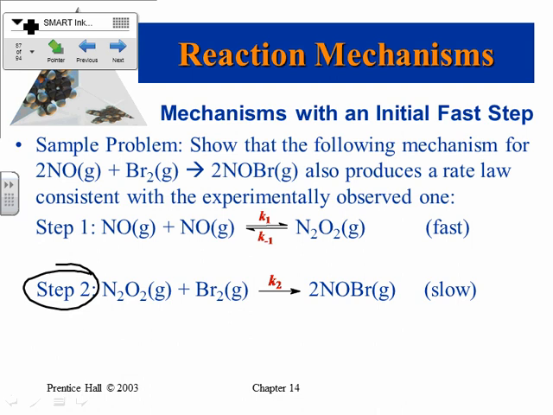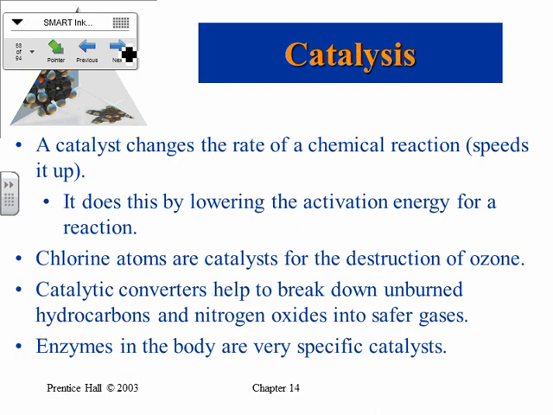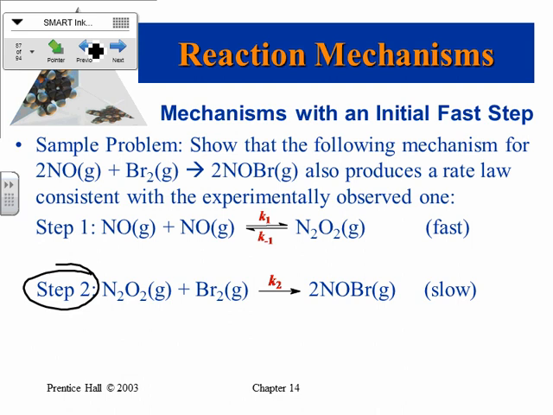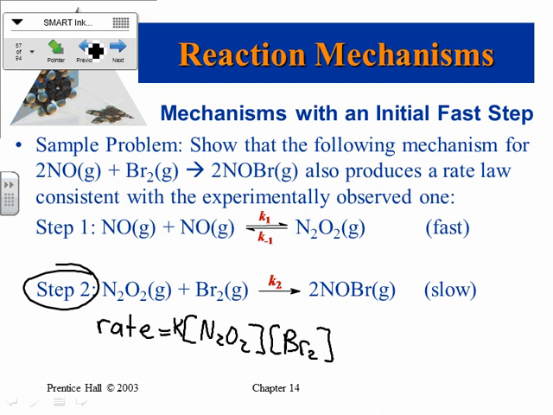Now, step 2 is our slow step here. So we've got the same awkward thing where we've got an intermediate in our rate law, okay? I have more room on the next slide. Oh, I don't. Okay. So the rate law that we would normally write for this based on the rate determining step would be K times the concentrations of N₂O₂ times Br₂. Yeah, we're going to need to substitute in because, again, we've got the intermediate thing happening.